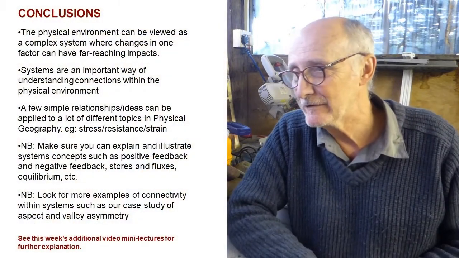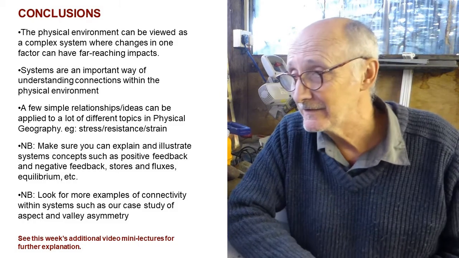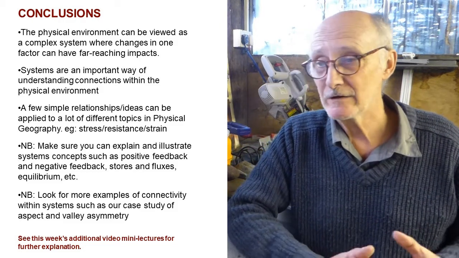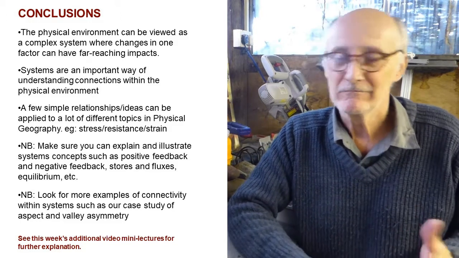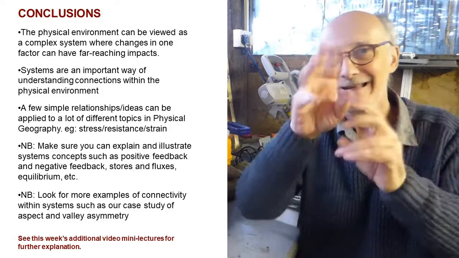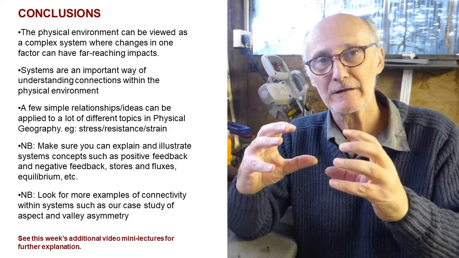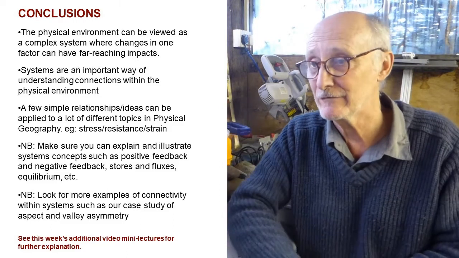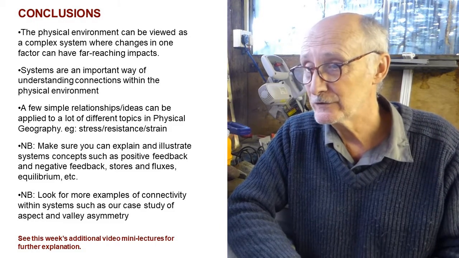So just by way of conclusion then, you can read through these points for yourself. But I guess what I'm trying to deal with in this week's first unit is that the physical environment can be viewed as a complex system. That's our first key point. You can see the physical environment as a system. And you know when you're dealing with a system, because if you change one thing, well, it's connected to other things, so it changes those as well. So think of a system first of all as having these components that have inputs and outputs, and they're connected to other components, and we have fluxes and we have connections. That's what a system is. And that's a really important way of understanding connections within our physical geography environment.